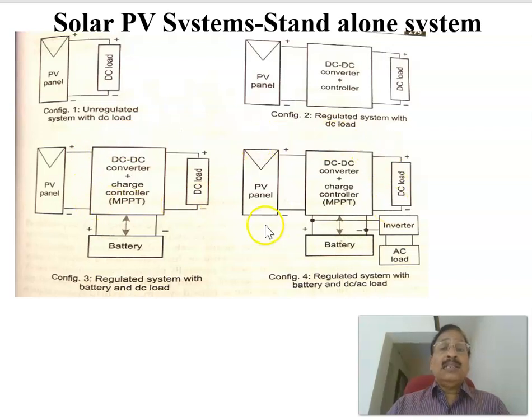The fourth case is the same as this one, but one more thing is added: an inverter, a DC to AC converter, which is given to the AC load. It's a DC regulated system with a controller, PV panels, a battery, and apart from that, an inverter. The output of the inverter is connected to the AC load. So the system can supply both AC load as well as DC load. Of course, there's a controller, and the DC to DC converter may be a boost converter or a buck-boost converter. So these are the 4 types of configuration of a standalone type of system.